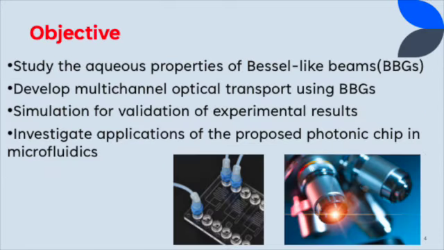The main objectives of this research include, initially, we need to study the aqueous properties of Bessel-like beam in water, heavy water, and air. Also, we would like to develop a multi-channel optical transport using a Bessel-like beam generator, and we need to prove this experiment using simulation. We would like to use COMSOL and RSoft Fullwave photonics to conduct the simulation.